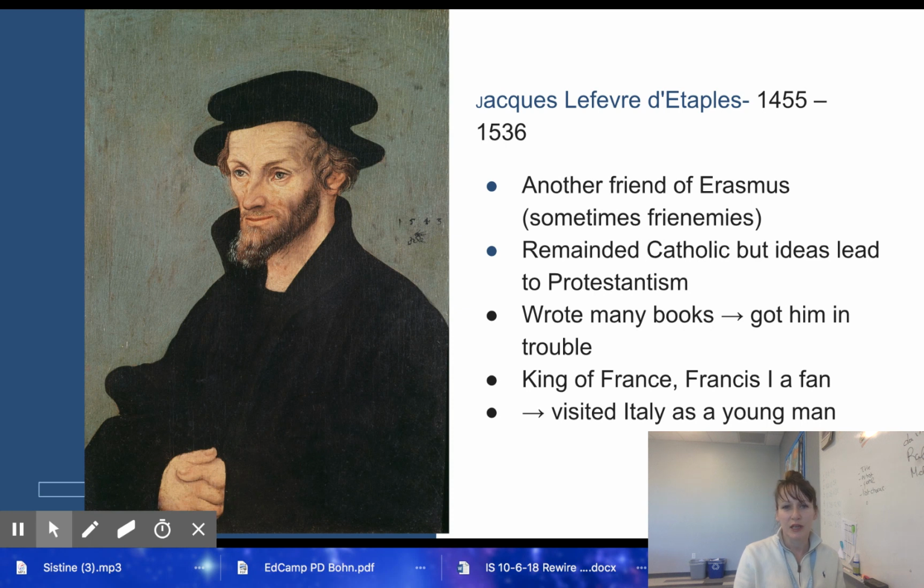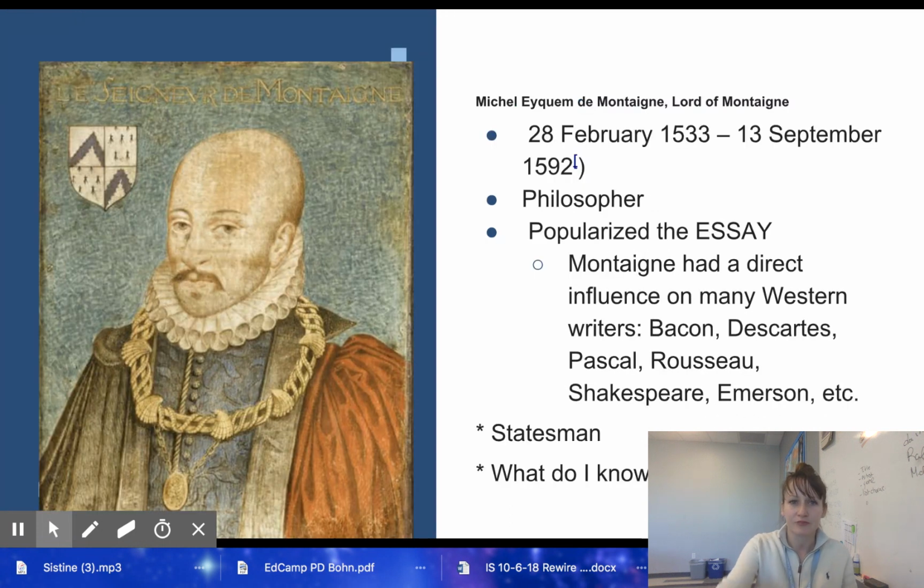he supported him. Now, also as a young man, he visited Italy, and remember, we said, how did the Northern Renaissance become a thing? How ideas spread. We said how some theologians and others went down to Italy and brought ideas back. So he would be a perfect example of that happening.